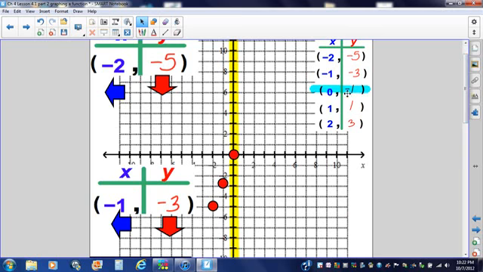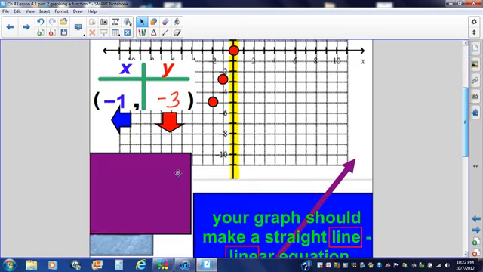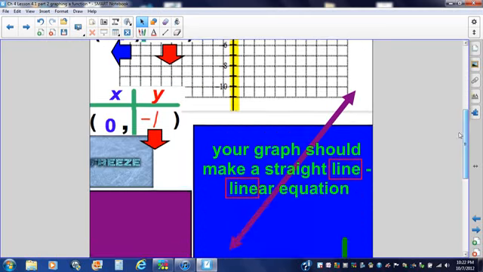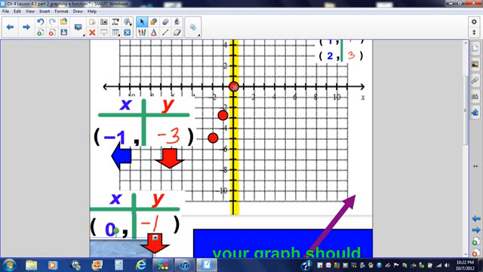Next ordered pair, 0, -1. Please write the ordered pair 0, -1 on your graph or on your spiral. 0 tells us to freeze. We can't go anywhere. Our car's out of gas. So I'm going to freeze right here at the origin. Then I'm going to go down 1 because it's negative. So there's my ordered pair, 0, -1.